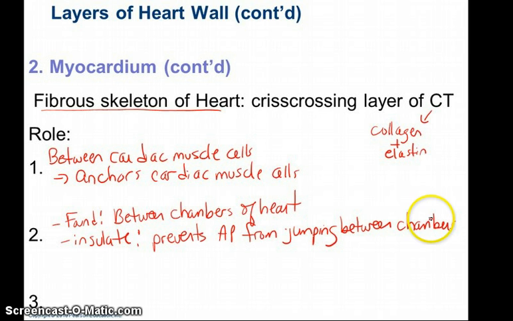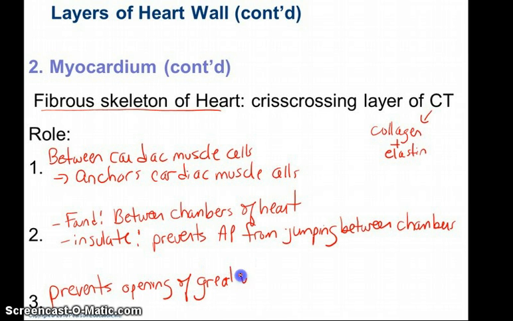And lastly, another place you find it is at the opening of the great vessels. And what it does here is it prevents the opening of the great vessels from overstretching. And that's because as the blood exits the ventricles, it does so with great force, and it would overstretch the openings of the aorta and the pulmonary trunk if there wasn't something there to keep it tight.